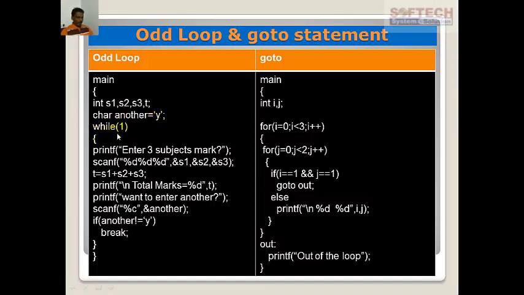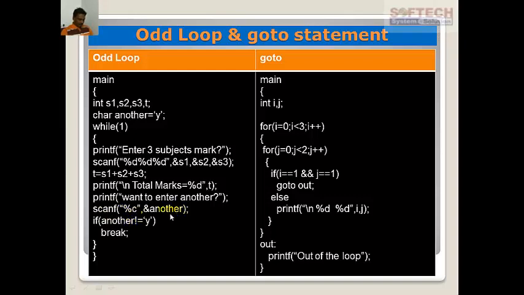while(1), this is an infinite loop. This loop executes because in C language, non-zero values are true, only 0 is false. While of 1, the condition is always true. So the condition is true, it executes this block. Enter 3 subject marks, so it accepts 3 values. Then it adds the 3 values and assigns to t. Then it displays the total mark. It displays, do you want to enter another? So it requires one input, a character input.